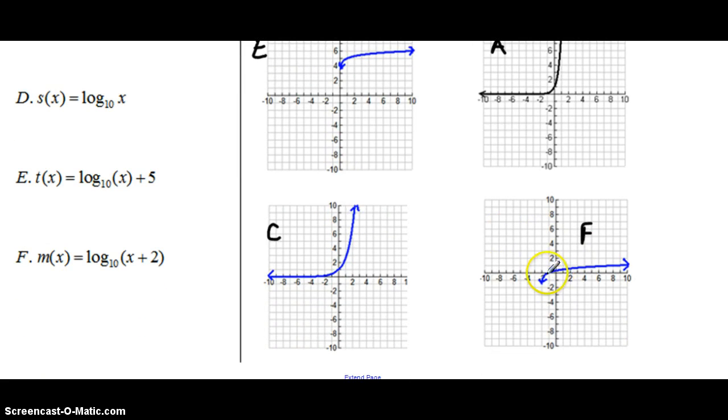And f is flattening out at a vertical line, but it's x equals -2. And we're going to be talking more about, if you notice the three logs, they have the same base, but they moved around a little bit. So we're going to be talking about transformations next.